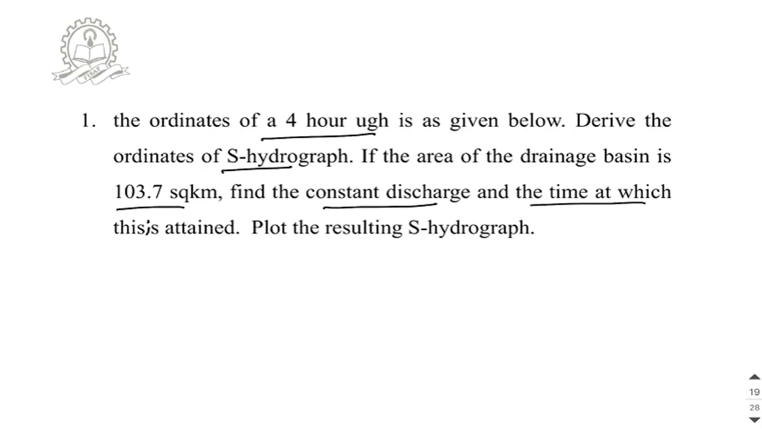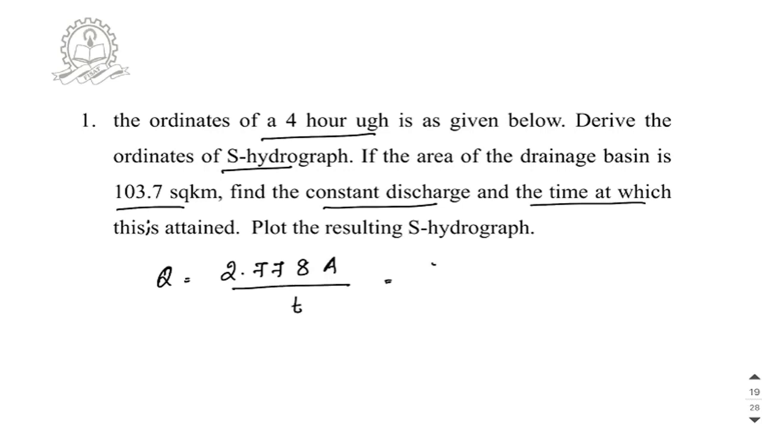So here you have to derive the S hydrograph. For that, the 4-hour unit hydrograph is given and the area of the basin is also given. So we'll discuss how to derive the ordinates of the S hydrograph later. First we will find out the constant discharge. We have already studied the equation for Q, and the area is given in kilometer square.